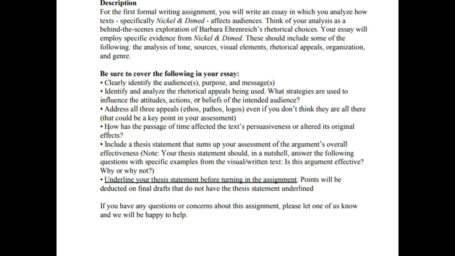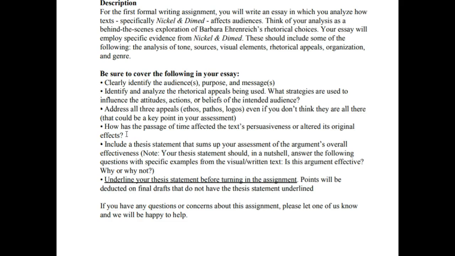So you also want to make sure you address all three of those appeals, even if you don't think they all are there. So if you think perhaps the book doesn't use logos, there aren't any statistics or facts used to back up what's going on, say so and explain why. Because as we mentioned here, that could be a key point in your assessment. You also want to talk about how the passage of time affected the text's persuasiveness, and whether it has altered its original effects. Include a thesis statement that sums up your assessment of the argument's overall effectiveness.